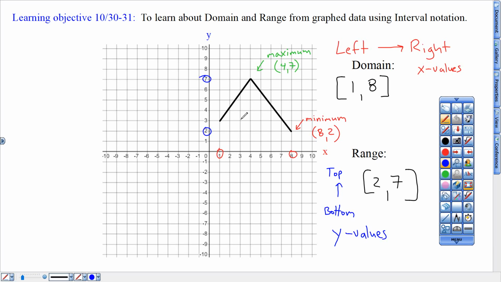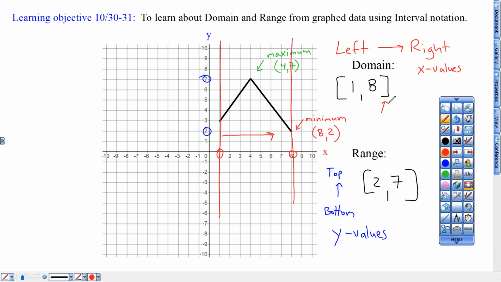So you can see from this, if I'm looking at domain measured left to right, the furthest left that this graph goes is 1 on the x-axis. And as I go left to right, the furthest right number I go is 8. Since they have no open circles, which we'll look at in a second, I draw square brackets. That's why this has square shapes and not rounded.